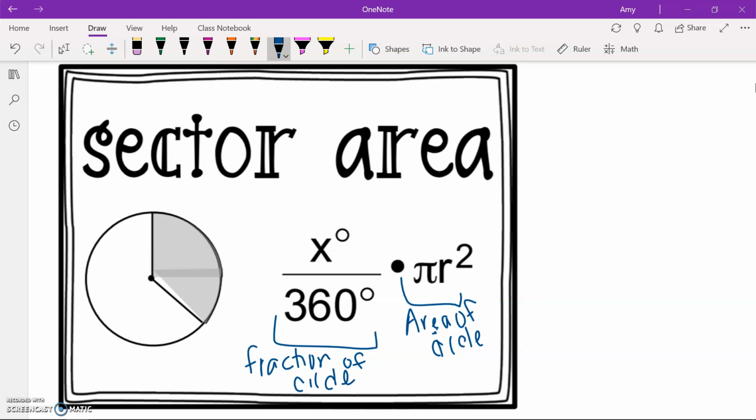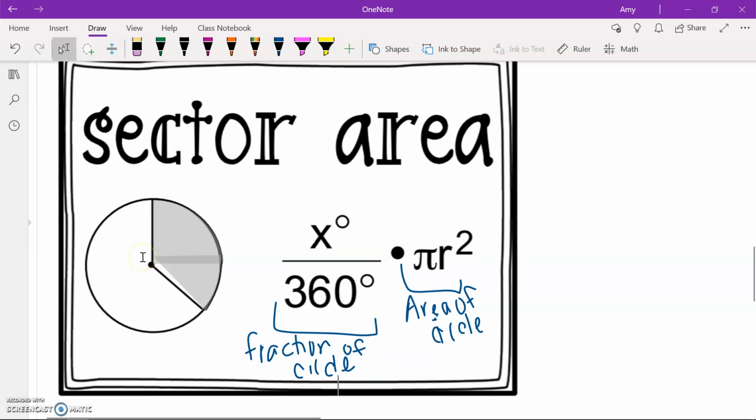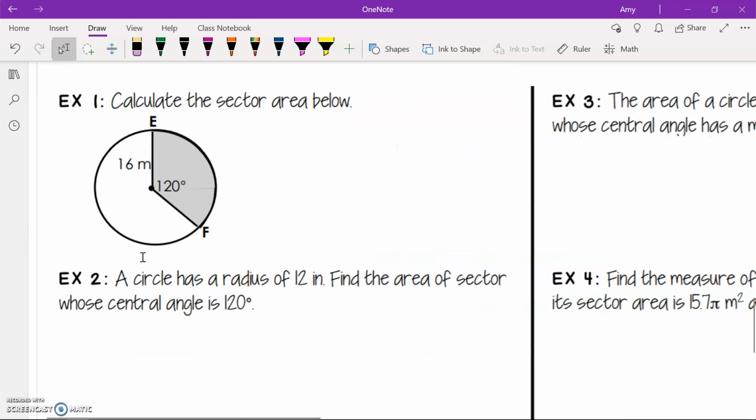So when you use this type of formula, you're not always going to be actually plugging in exactly as you see it, but if you know that it's the fraction of the area, you can substitute values in where you need to. So let's try a couple of examples. Our first two are pretty straightforward.